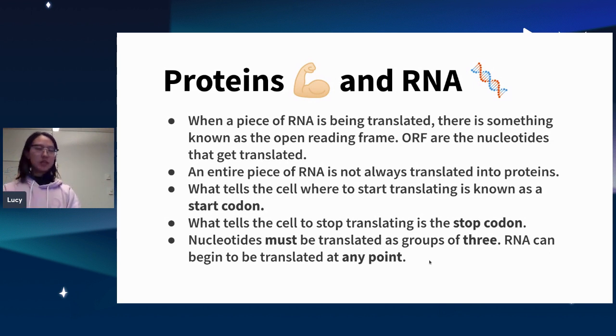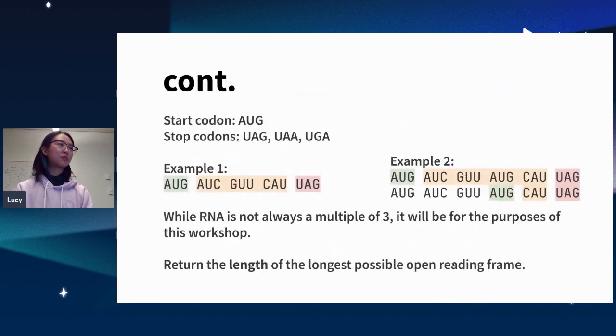Reading all this information, if you're not familiar with biology concepts, you're probably thinking, oh God, what does this all mean? How's this a technical question? But we'll just break it down. The interviewer will give you examples of what they want. A start codon is just the string AUG. A stop codon is one of these 3 strings.